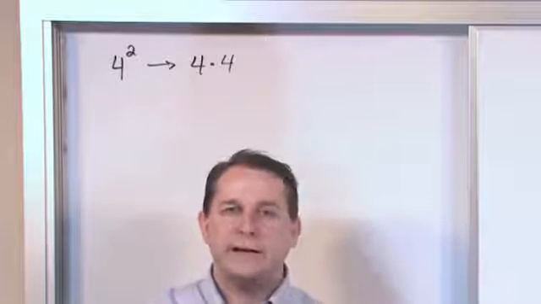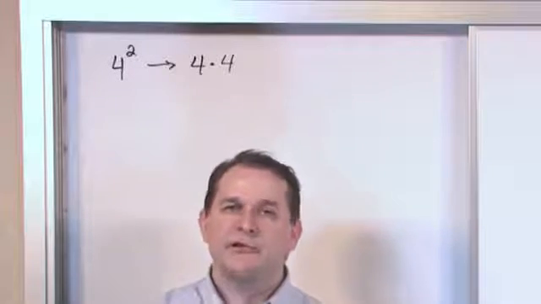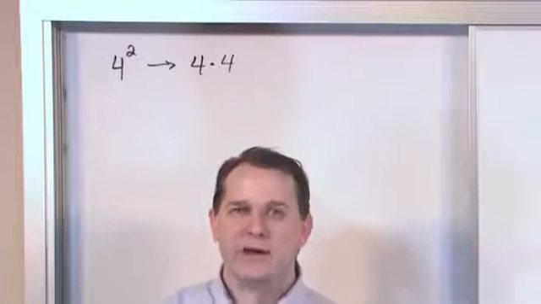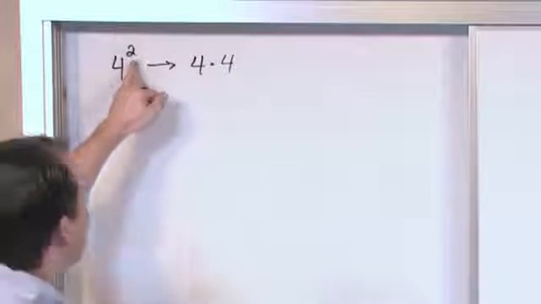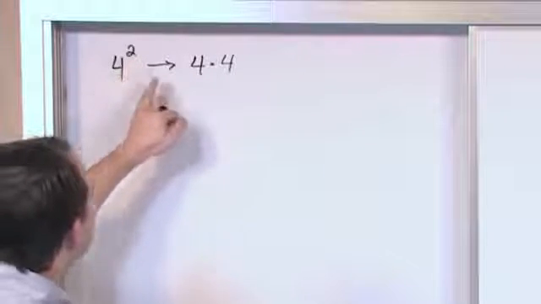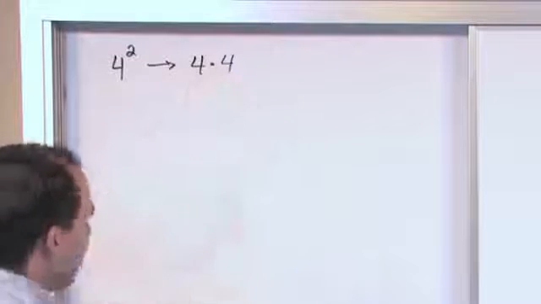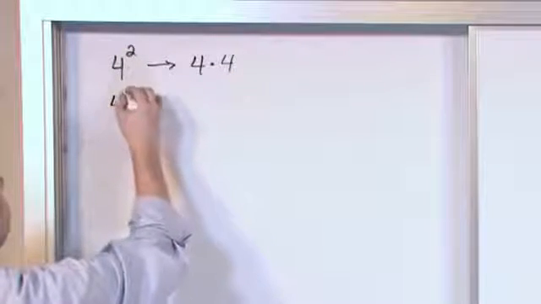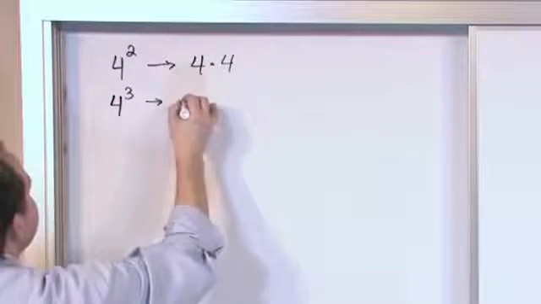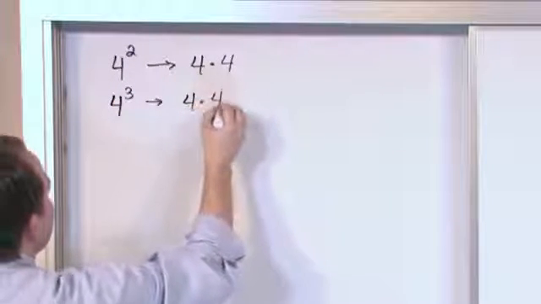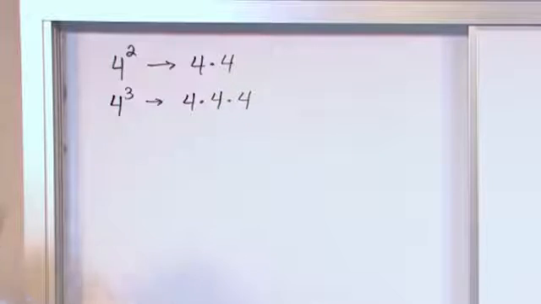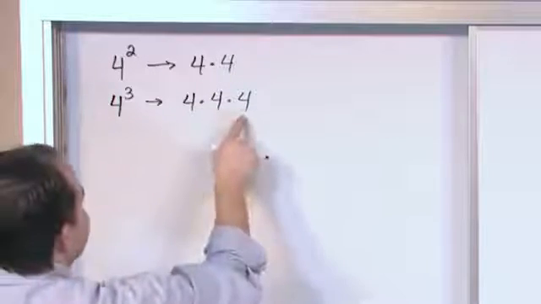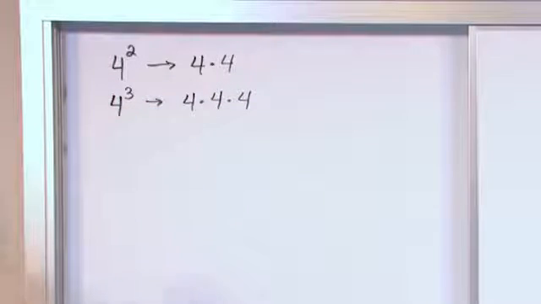So for those of you that are scared and terrified of algebra, you should look at this and realize it's something you can understand. This 2 is not magical. It is just 4 multiplied by itself 2 times. 4 squared. So likewise, 4 raised to the power of 3 would be 4 times 4 times 4, right? You multiply by itself 3 times because that's the number indicated at the top.